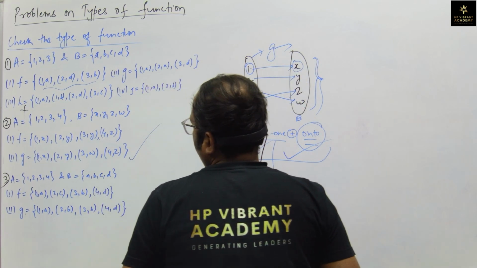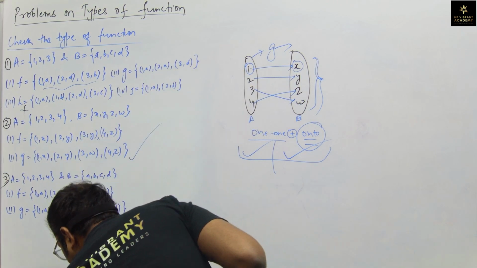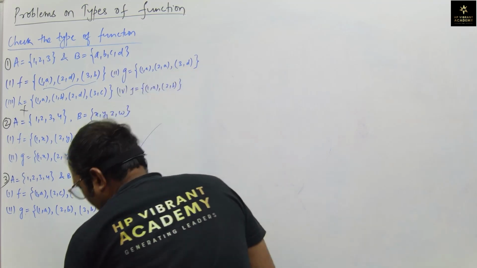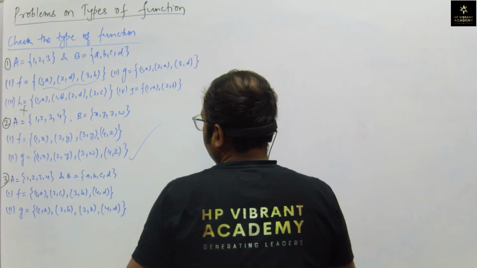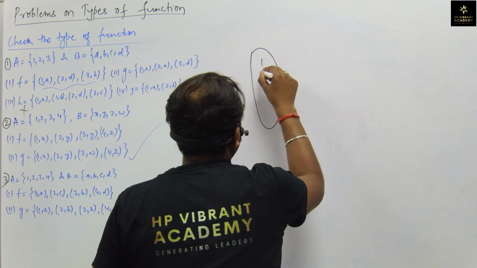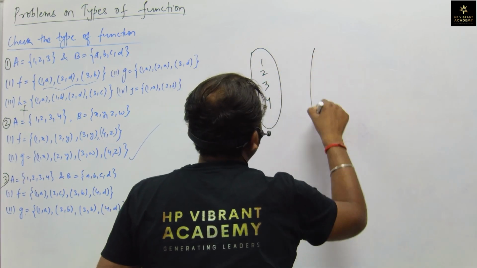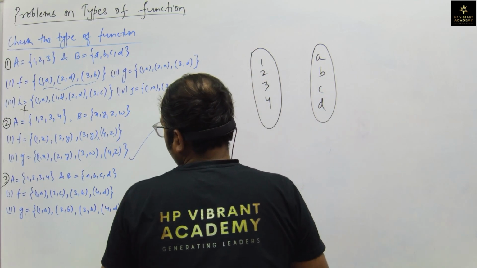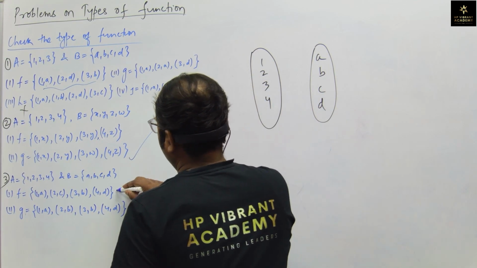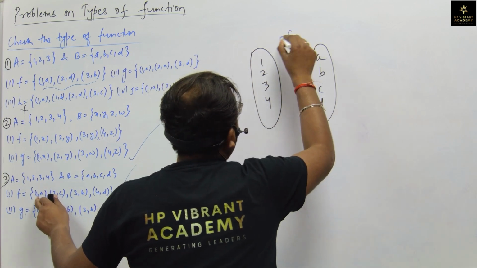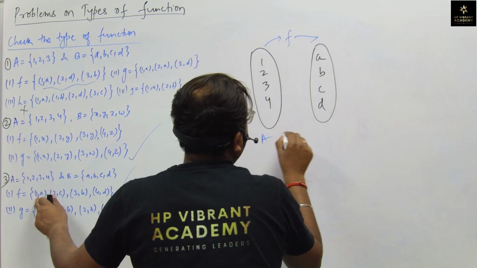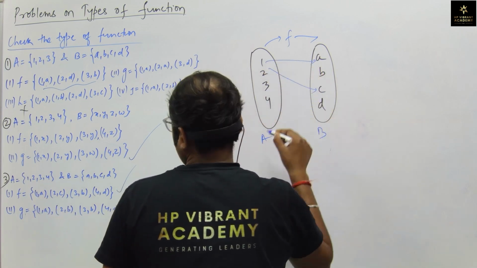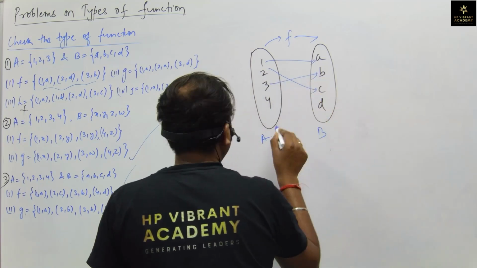Okay, now let us discuss question number 3. So we have set A, the elements in set A are 1, 2, 3 and 4. In set B we have A, B, C and D. Now let us do the mapping based on the relation F. This is set A and this is set B. So 1 goes to A, 2 goes to C, 3 goes to B and 4 goes to D.